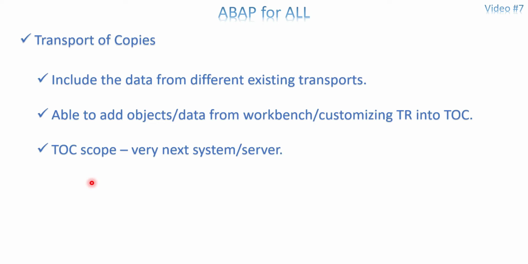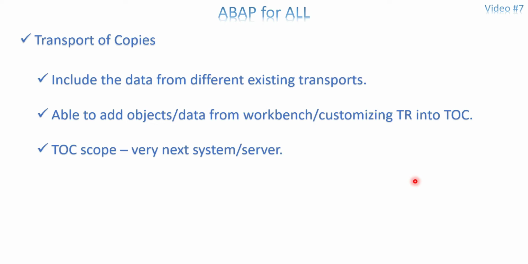Okay, so these are the ways you can use TOCs. So the idea is, transport of copies is used to move objects or data to a server which is not in the transport layer, and it avoids unnecessarily creating workbench requests. The count decreases if you use TOC. Just discuss with your team. If they are okay, you can go ahead with the TOCs.